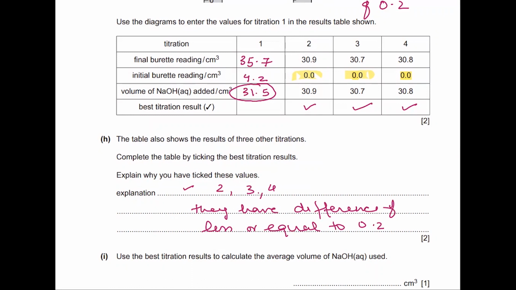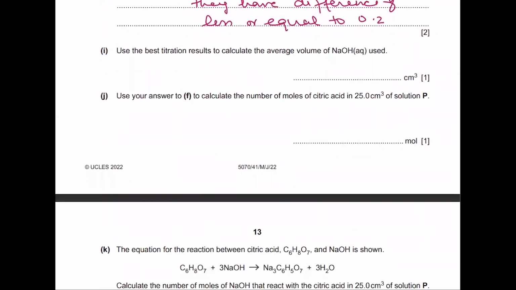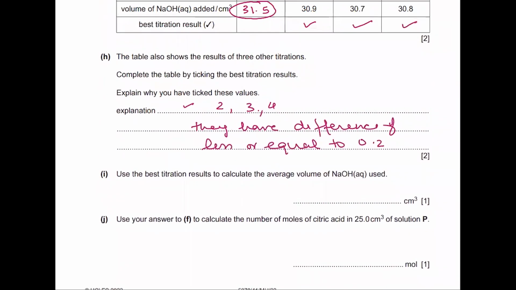Moving ahead to the next part, they are asking us to use the best titration results and calculate the average. Our best titration results are 30.9, 30.7, and 30.8. So these are the 3 best titrations, and we have to calculate the average. So the 3 values divided by 3 gives the answer 30.8.